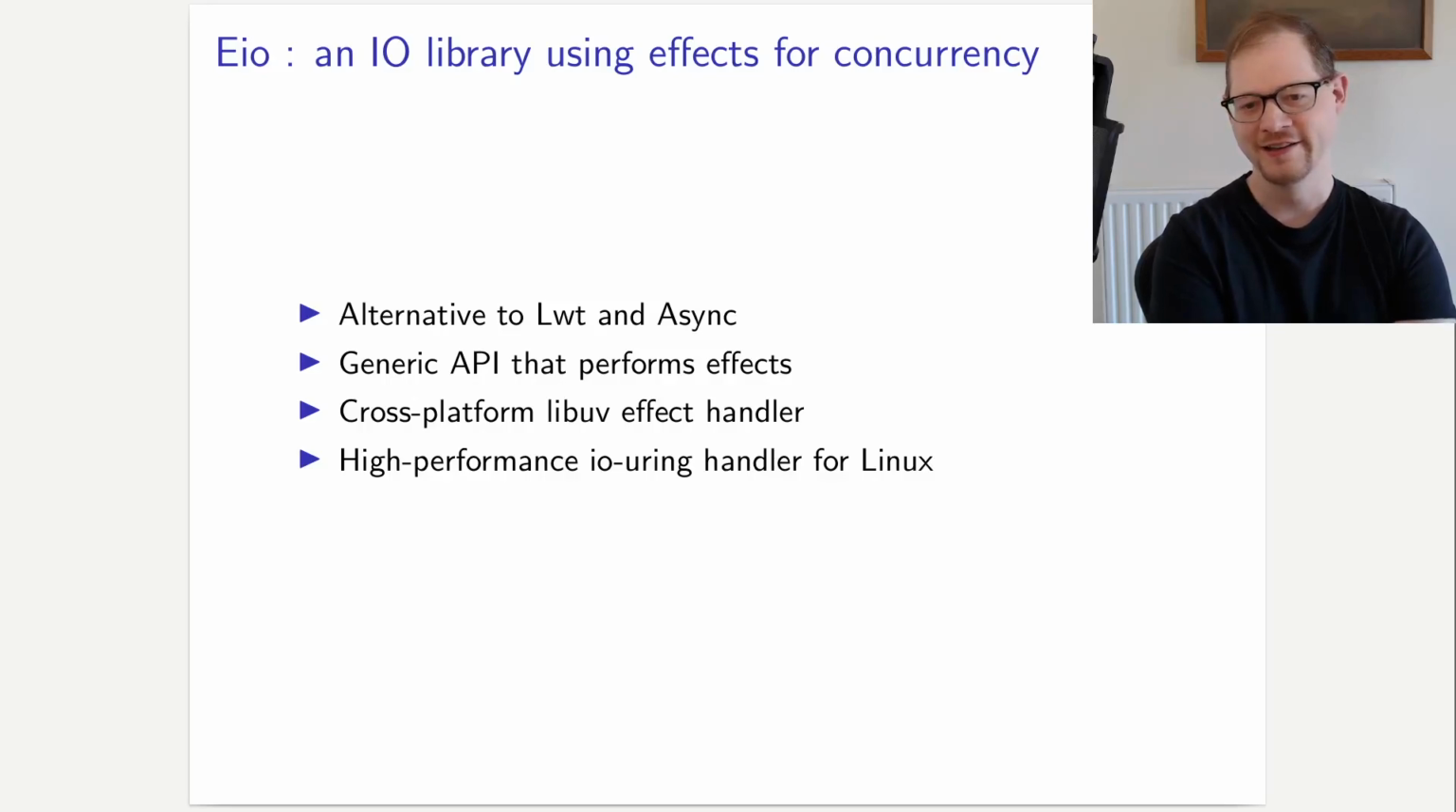IO uring is a new way of writing applications for Linux where you share a ring buffer with the kernel and write the operations you want to perform there. Linux performs them asynchronously and writes the results back to another ring buffer as they become available. And that avoids the overhead of using syscalls.